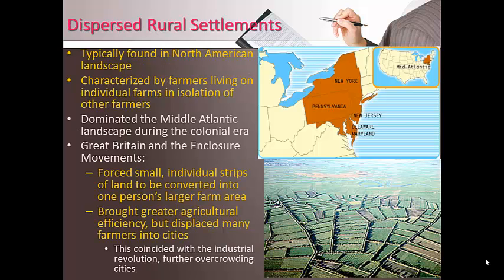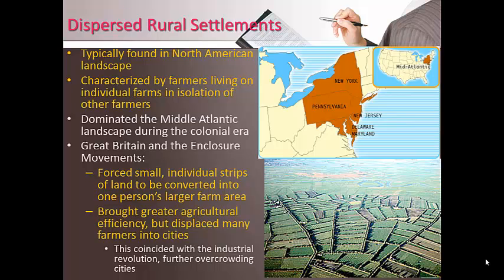All right, now let's talk about dispersed rural settlement. This is typically found in the North American landscape. It's characterized by farmers living on their individual farm in an isolated region from other farmers. There's not really a common ground to farm on. This dominated the middle landscape during the colonial era because of so much land out there.